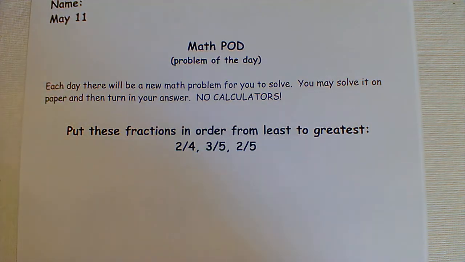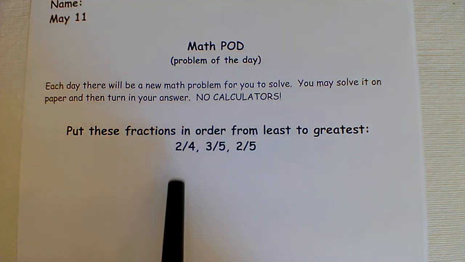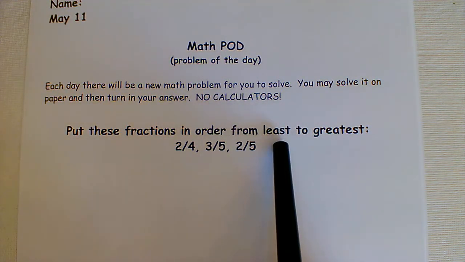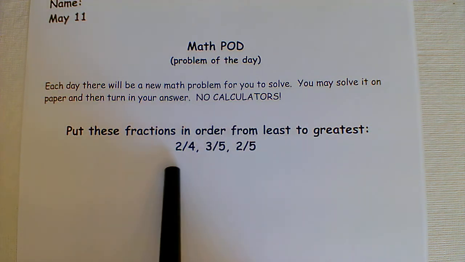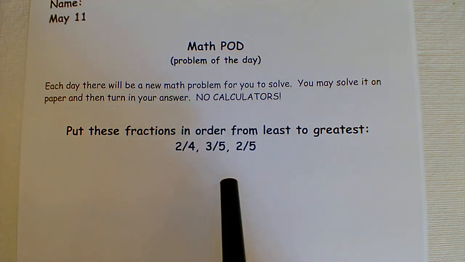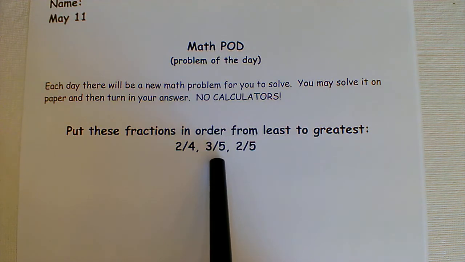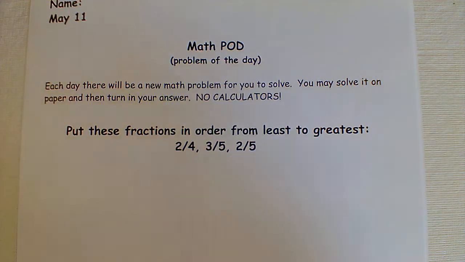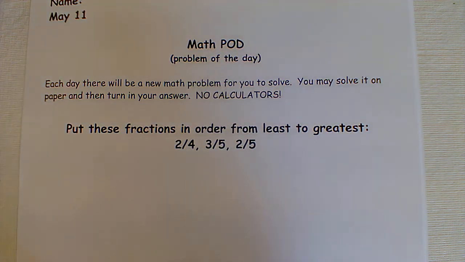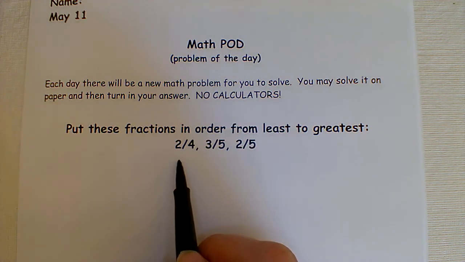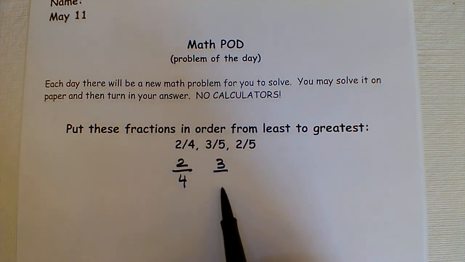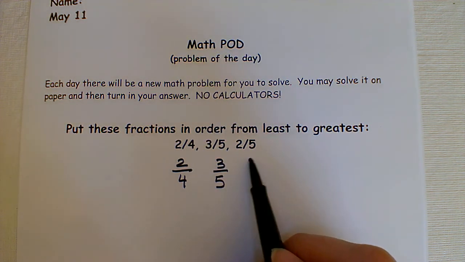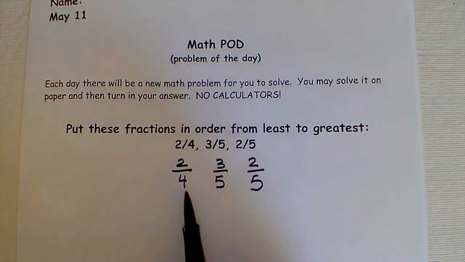So in this problem of the day, we have to put these fractions in order from least to greatest. So let's start off by taking a quick look at these fractions, and what I can see is that 3/5 and 2/5 have the same denominator. Now it might be helpful if I write them in a different way, the way that you are more used to seeing them. So I'm going to go ahead and write them like this. So we have 2/4, 3/5, and 2/5.